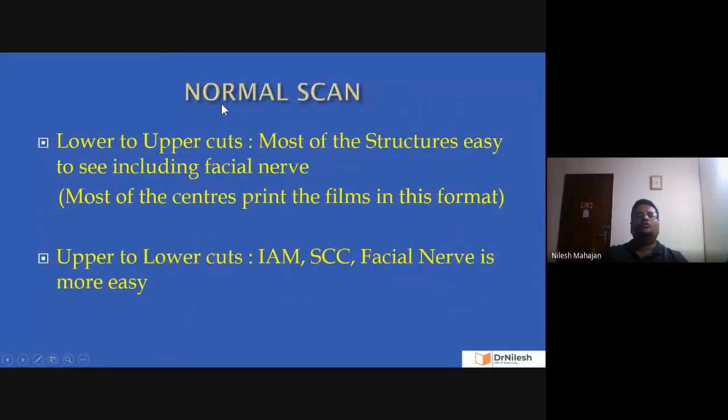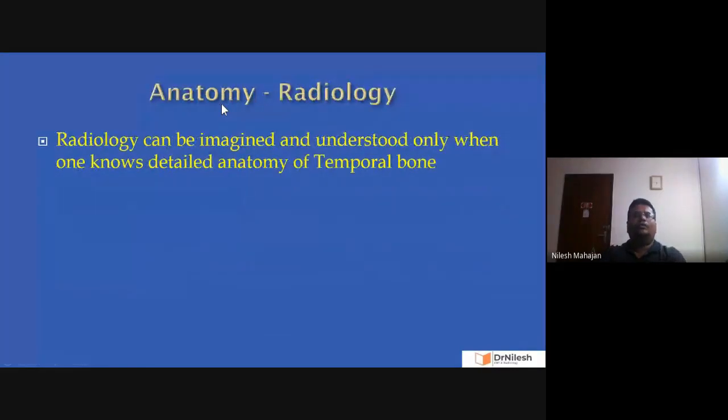So you should always correlate anatomy with the radiology. Radiology can be imagined and understood only when one knows the detailed anatomy of the temporal bone. So before starting HRCT of the temporal bone, you should be thorough with the anatomy of the temporal bone. I'll advise you to read a lot of temporal bone dissection books, and if you want, you can use dry temporal bones or 3D models available online to understand the anatomy of the temporal bone so that you can correlate with the radiology of the temporal bone.